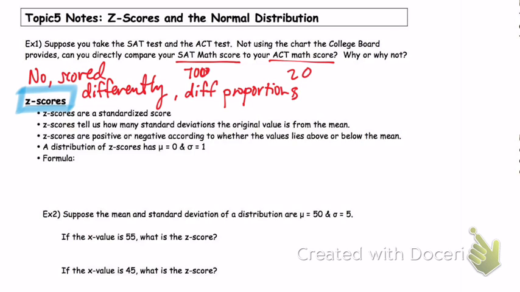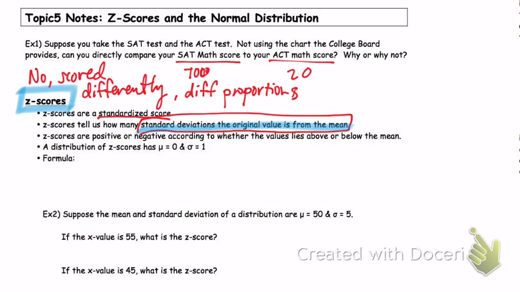So Z-scores are standardized. That just means it's relative to everyone else, relative to everyone that took the test that day. It tells you how many standard deviations the original value is from the mean. So that's kind of the definition that I want you to know what a Z-score is. How many standard deviations from the mean? A distribution of Z-scores has a mean of 0 and a standard deviation of 1.